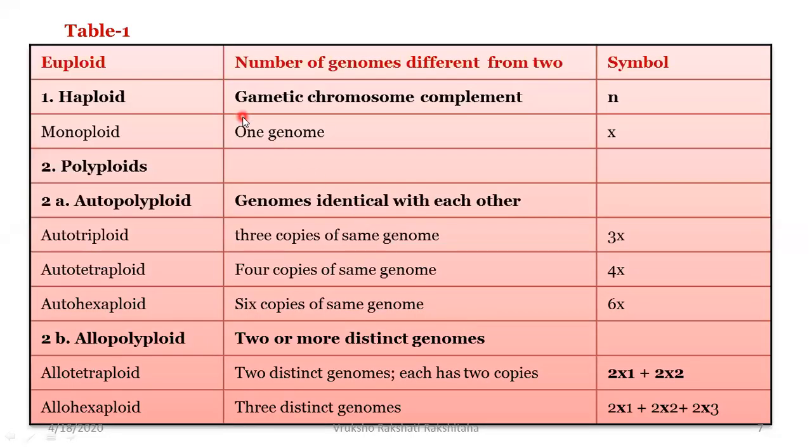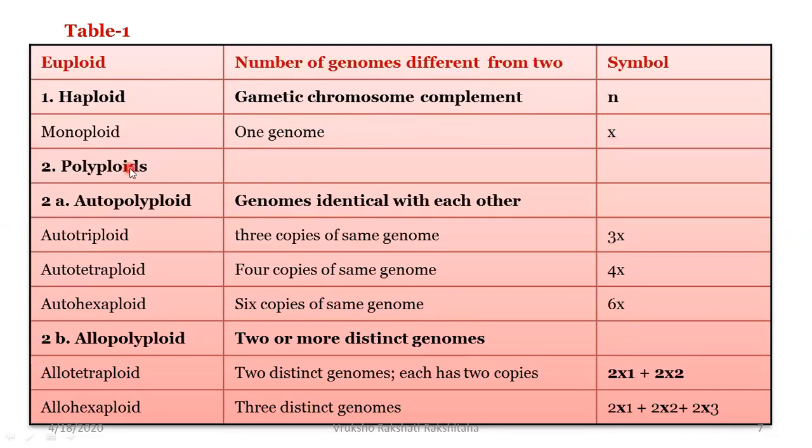Now please look into this table. The first column depicts the euploid. Then the second column shows the number of genomes which are different from 2. And the third column represents the symbol. So in euploidy, the first type is haploid. It has gametic chromosome complement and is represented by symbol small n. Monoploid has one genome and is represented by the symbol small x.